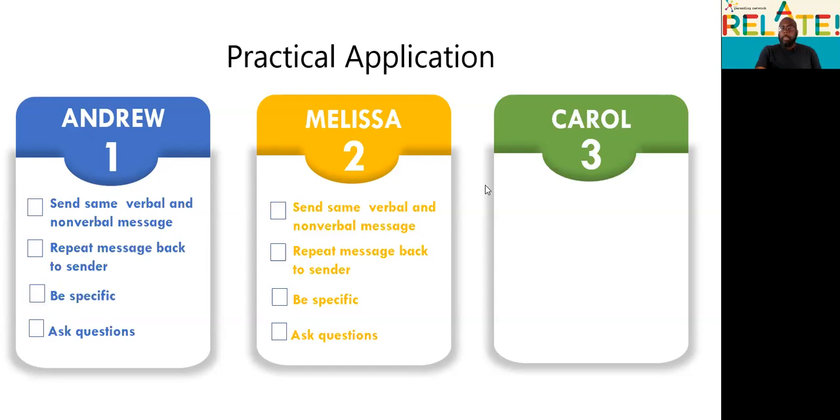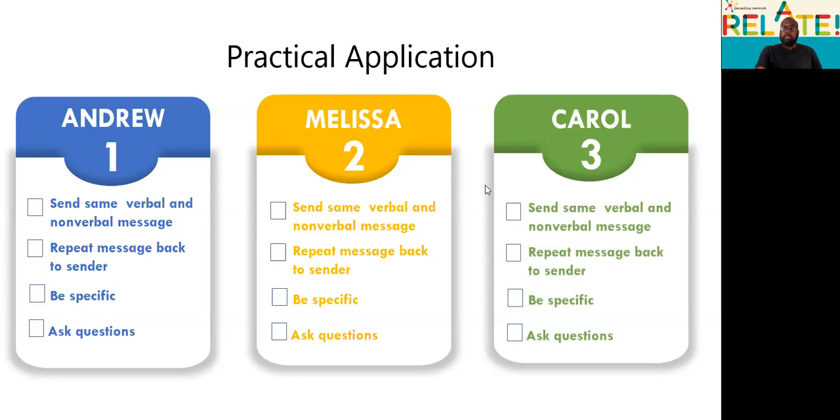Well, for Carol, what can possibly have been some of the error in what was happening here? Could it have been that there was not the same message sent verbally and nonverbally? Could it have been that there was no repeating back to the sender of what the message was? Maybe the message wasn't very specific, and maybe there wasn't the asking of questions. Well, I definitely believe, listening to the story, that maybe Carol did not repeat back the message that she was hearing. Maybe the message wasn't very specific, and I'm guessing that Carol did not ask questions during that time.